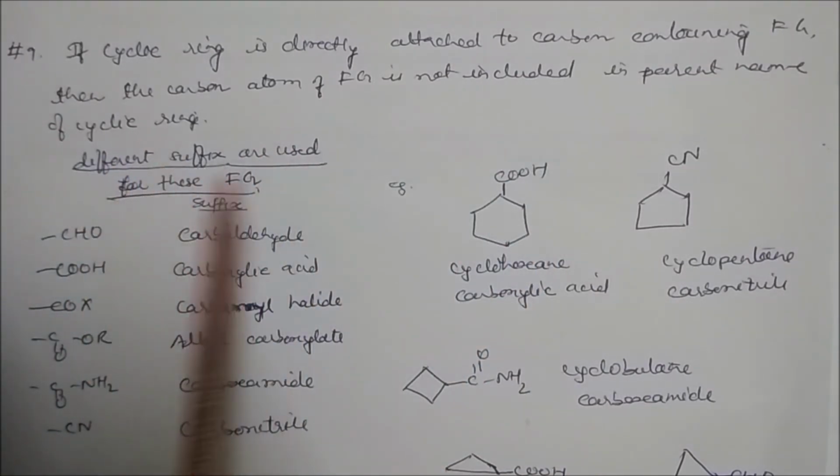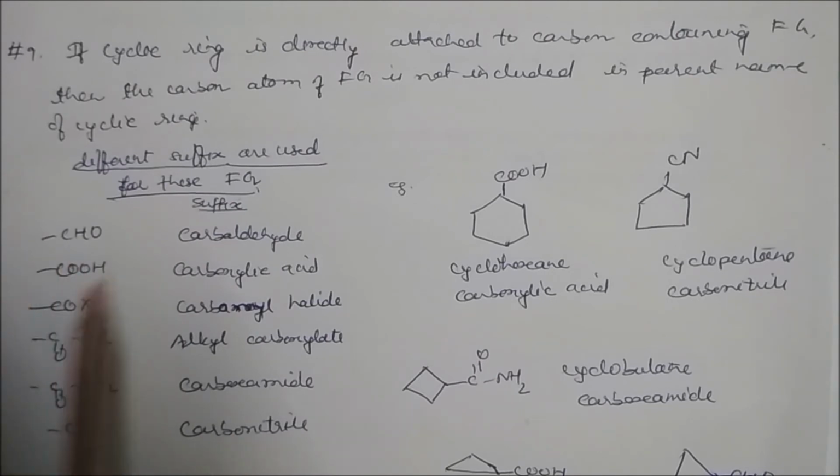So different suffixes are used for this functional group. Suppose we have CHO, so we'll use the carbaldehyde suffix. If it is carboxylic acid, we use carboxylic acid, and COX can be any halide, so we use carbonyl halides. And if it is COOR, we can say alkyl carboxylate. And if it is CONH2, it is called carboxamide. And if it is CN, then it is called carbonitrile. So let us see some examples to understand all these things.